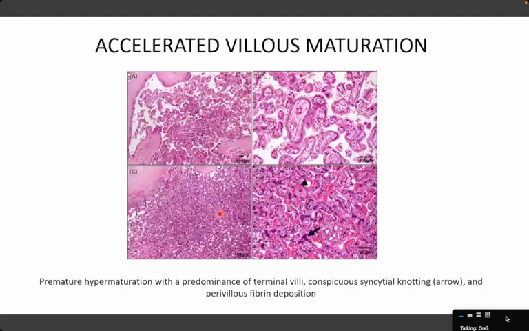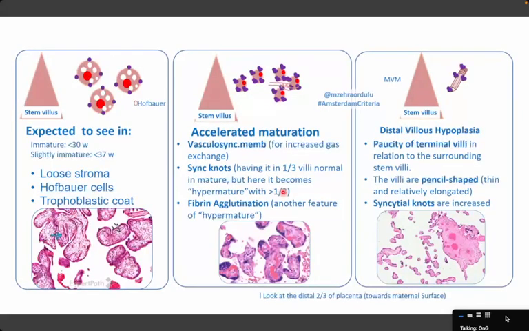So let's look at some pictures. This is a normal placenta, A and B, and here what we have is an increased number of what look like terminal villi. You can see they're much smaller. But on higher power, what you can see is that you have lots of syncytial knots, more than 30%, more than we're allowed to see, and fibrin agglutination as well. So this is an example of accelerated hypermaturation or accelerated villus maturation.